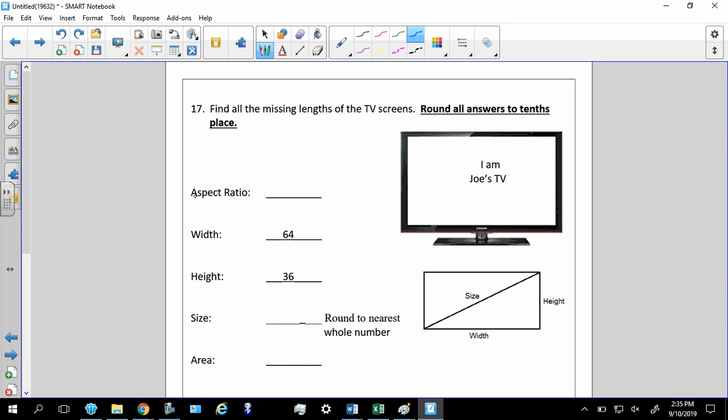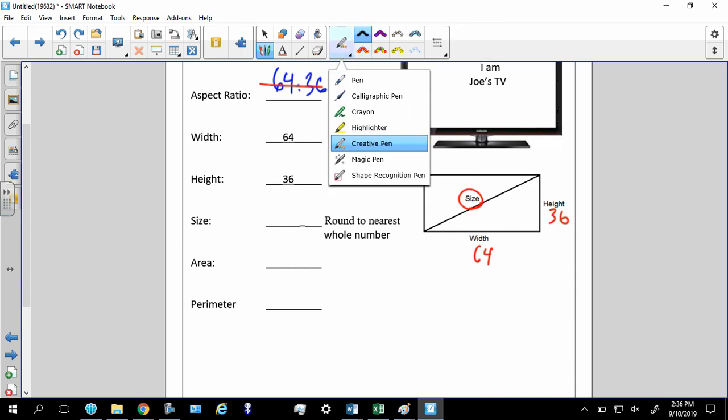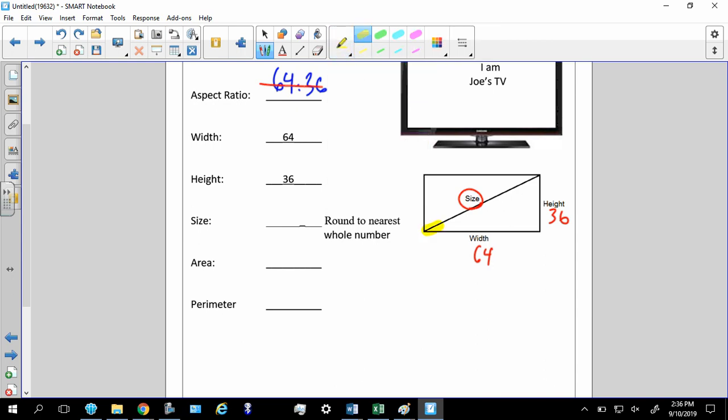All right, last one. First off, let's do the aspect ratio. The aspect ratio would be 64:36, but those can be reduced. You reduce down to lowest terms and you get 16:9. Now the width is 64 and the height is 36. I'm looking for my size. Size, that sounds familiar. Let me highlight it just to be on the safe side. Size, height, width.